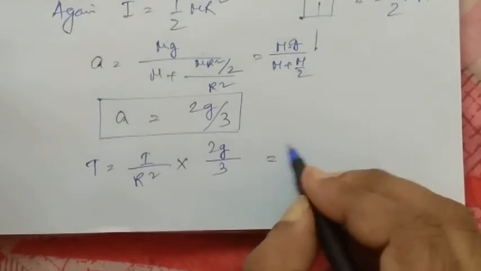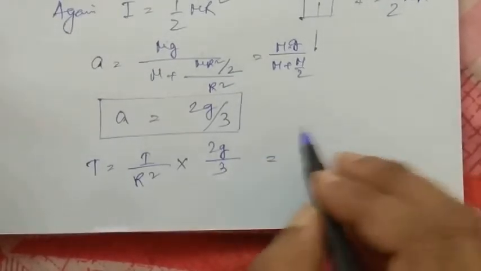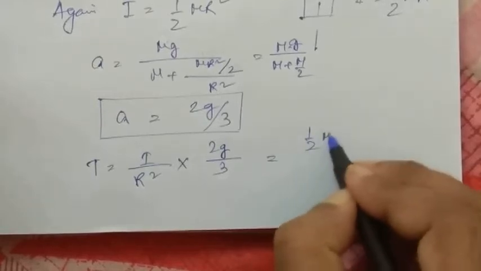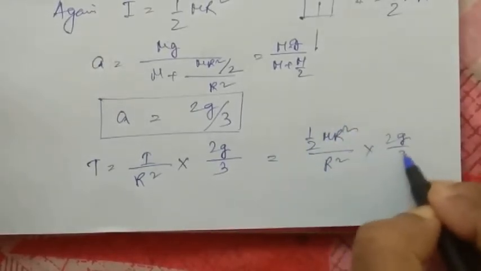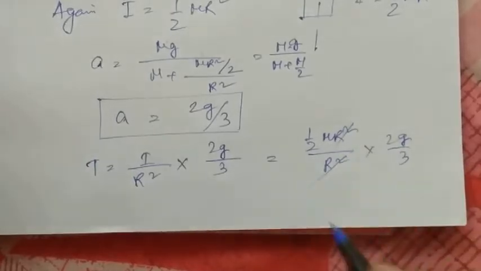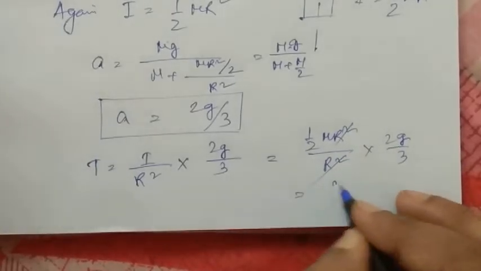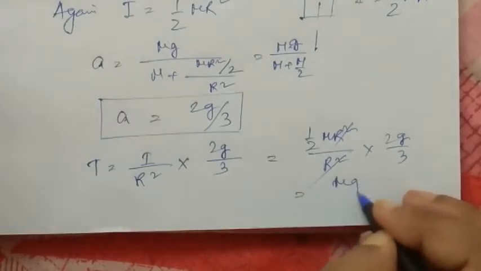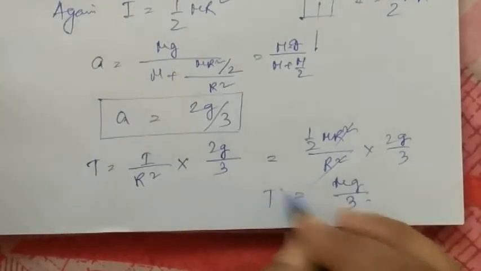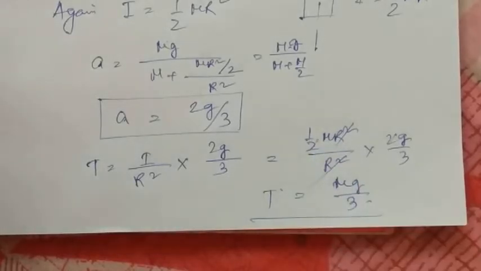So the value of tension comes out to be I, which means half mr square by r square, into 2g by 3. So r square gets cancelled here, and this 2 and 2 cancel out. So the value of tension is mg by 3.